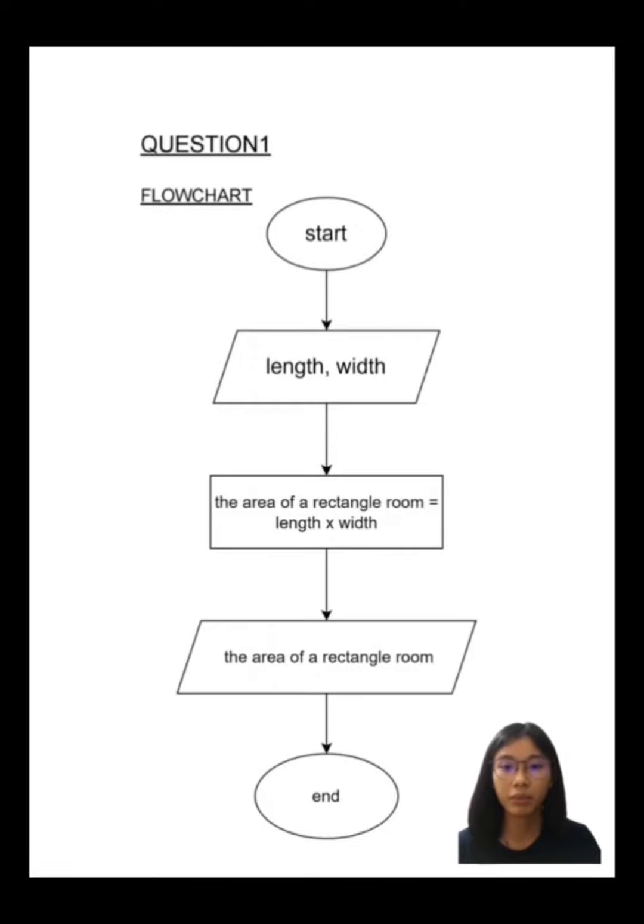Next, I will explain the part of flowchart. For flowchart, we use a symbol or shape to standardize the instruction, which is the oval shape, which stands for start or end of a program. And second is the parallelogram, which stands for input, and the rectangle stands for process. So our variables are length and width, and the process in the flowchart is the area of a rectangle room equal to length multiplied by width. Lastly, we display the area of a rectangle room and end the flowchart.